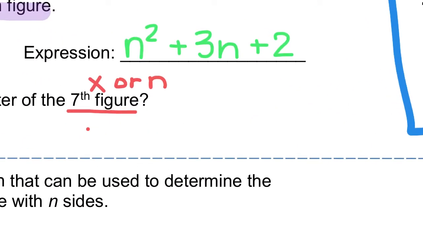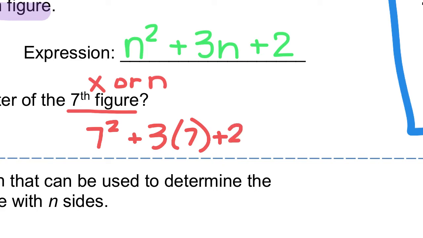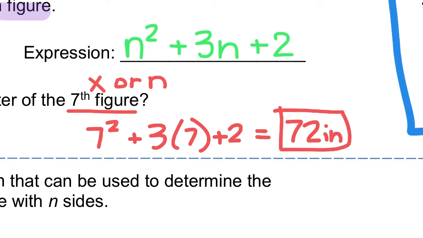So we'll have 7 squared plus 3 times 7 plus 2 equals 72 inches. So for the 7th figure in this sequence, the perimeter of that figure will be 72 inches.